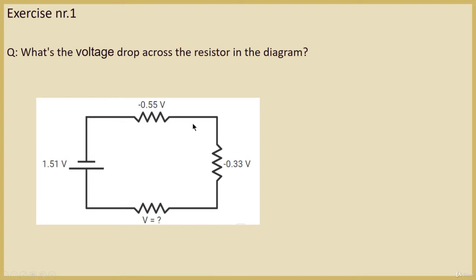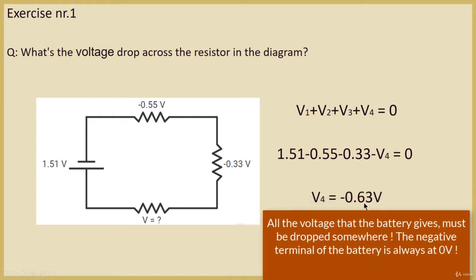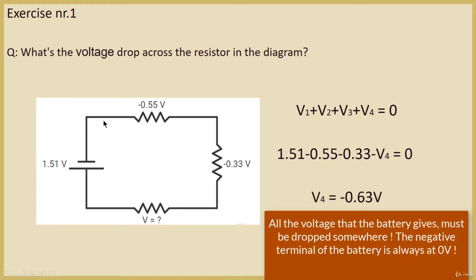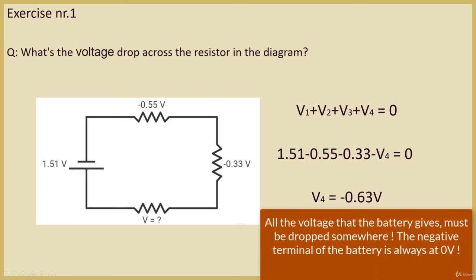So we have 4 voltage drops, and the sum of each voltage drop must be equal to 0, right? Since the direction of the loop is clockwise, let's start replacing the values of these voltage drops in order, starting from the battery and coming back to the starting place. So 1.51 minus 0.55 minus 0.33 minus the voltage drop across this resistor will be equal to 0. From this equation, it's really easy to find the unknown variable, and the final result is minus 0.63 volts. And that's it. This is how we managed to find the voltage drop across this resistor. So easy, right? Now let's do another exercise.